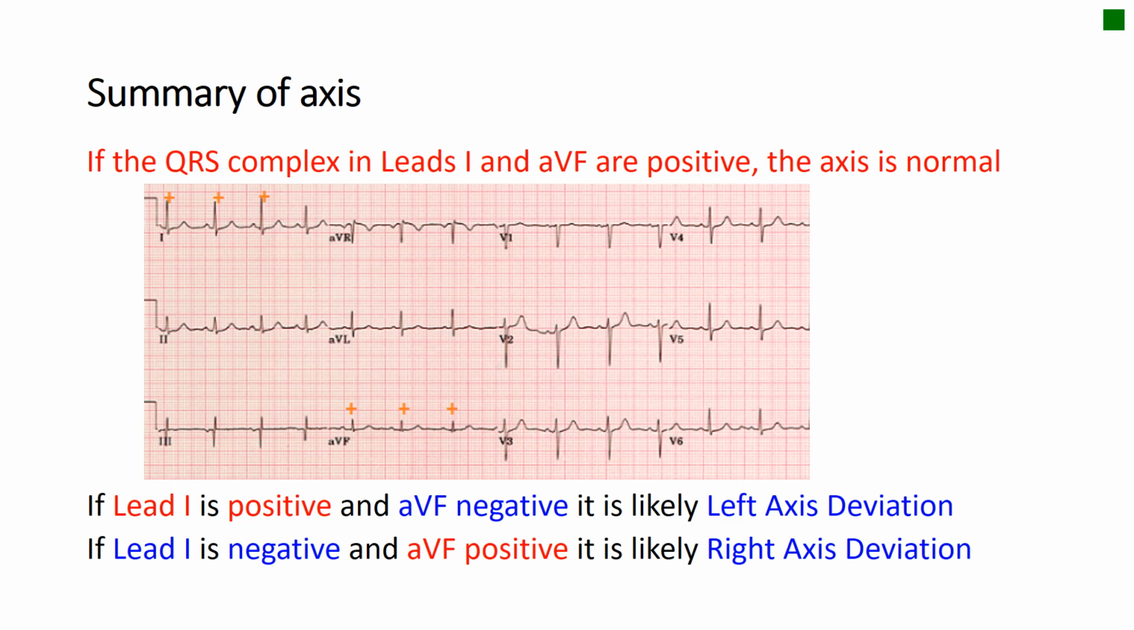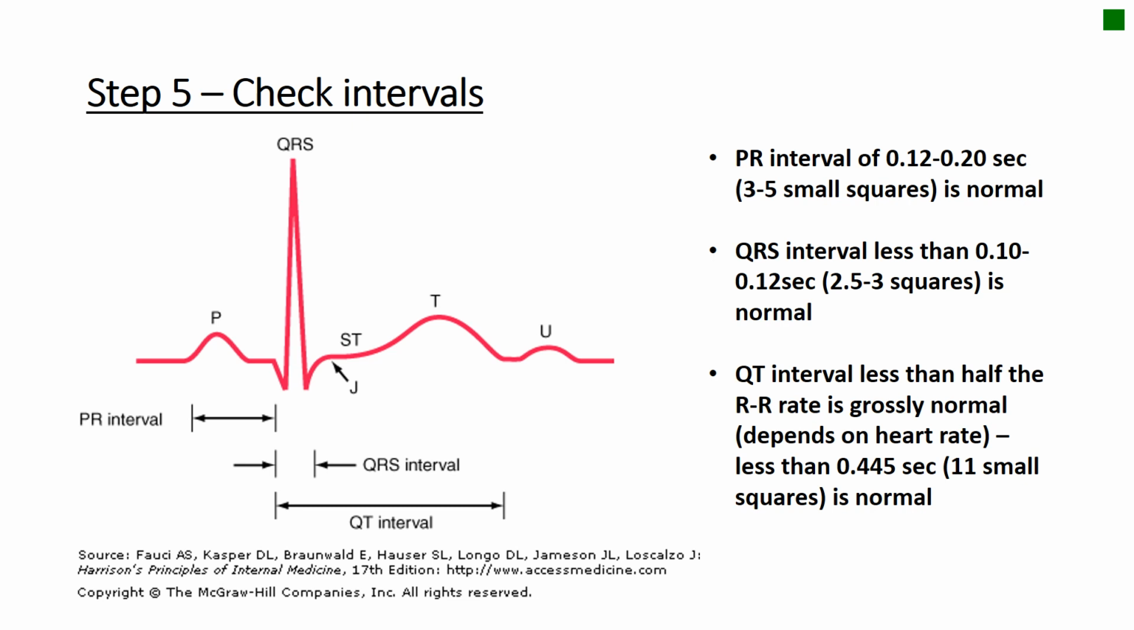Now, I'm not expecting you to know this, but it's just to give you information and to inform you how the steps of looking at an ECG are. And now we're going to move on to step 5, which is checking intervals. The first interval is the PR interval, which is the start of the P wave to the start of the QRS complex. And that usually measures 3 to 5 small squares, which is equivalent to 0.12 to 0.2 of a second. The QRS complex relates to the start of the Q wave to the end of the S wave, and that's about 2.5 to 3 small squares, which is about 0.12 of a second.